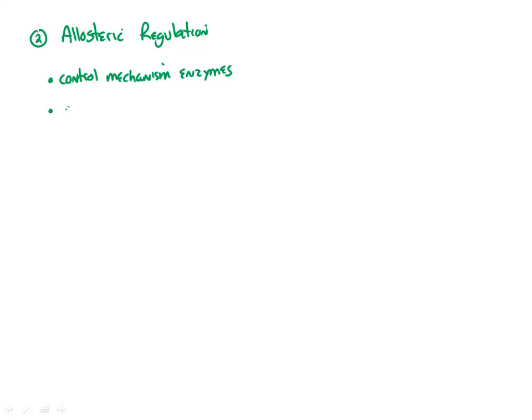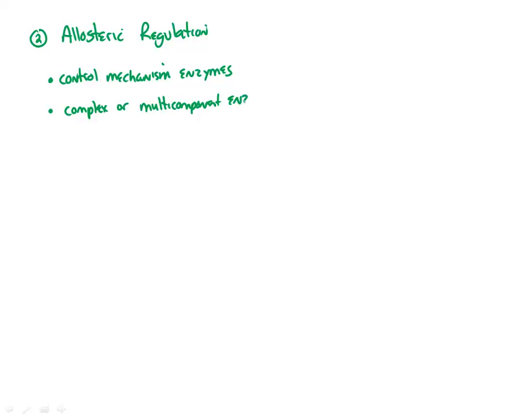So one way that we can regulate enzyme activity is through what's called allosteric regulation. And so this is a control mechanism. I shouldn't say, I don't even know if I like the word mechanism. It's a control idea. It's how we believe these things function. So it's a control mechanism for enzymes, and it generally applies to complex or multi-component enzymes.